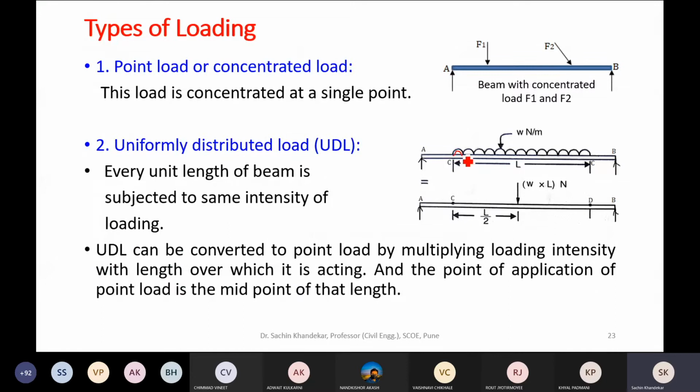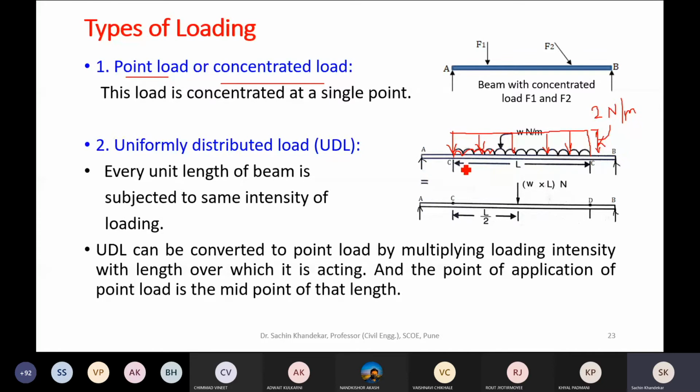We have to convert this UDL into a concentrated load, I mean a point load. And one more thing: sometimes this uniformly distributed load may also be represented as a rectangular load, something like this, whose height is the same, which is, for example, 2 Newton per meter.